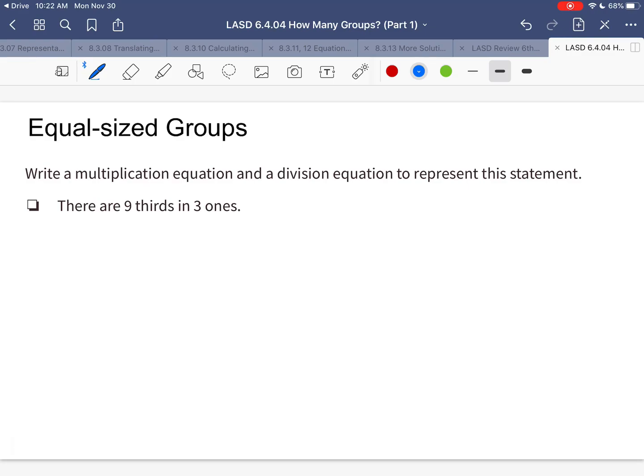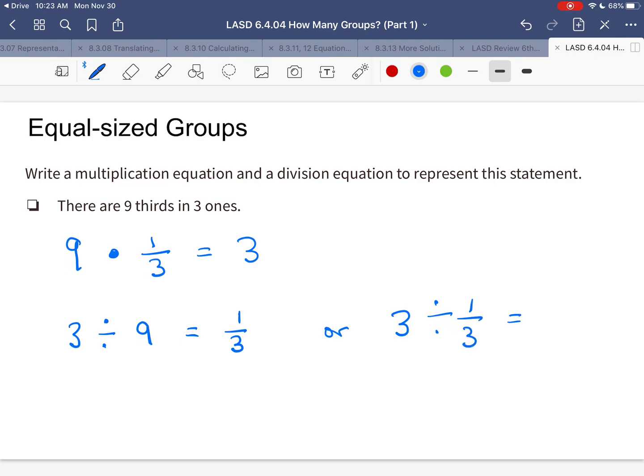And here's another example. There are 9 thirds in 3 ones. So let's write a multiplication equation to represent this. There are 9 thirds, 9 times 1/3 equals 3. And a division equation could be 3 divided by 9 equals 1/3. 3 divided by 9 is 1/3. Or I could say 3 divided by 1/3 equals 9.